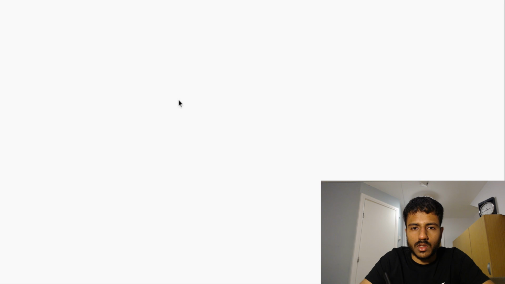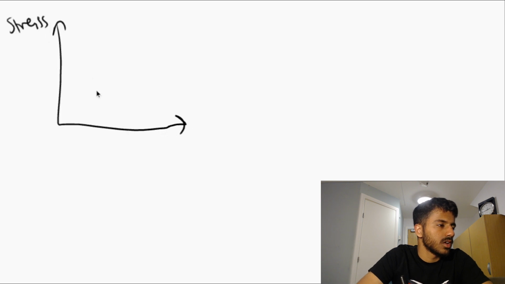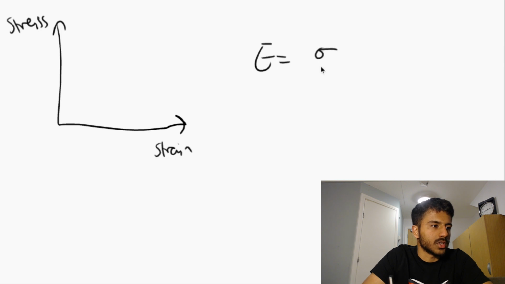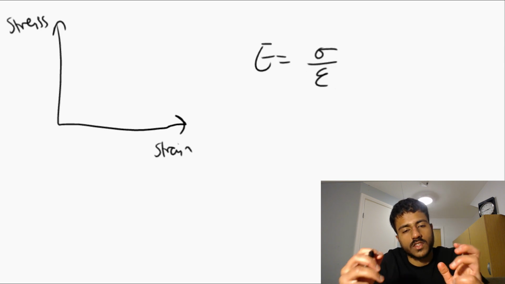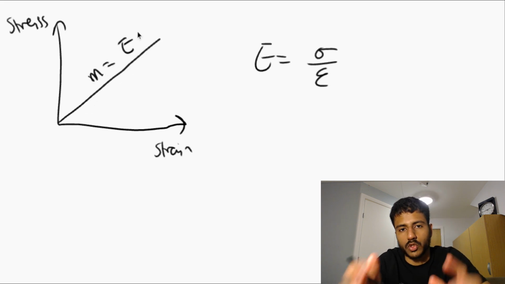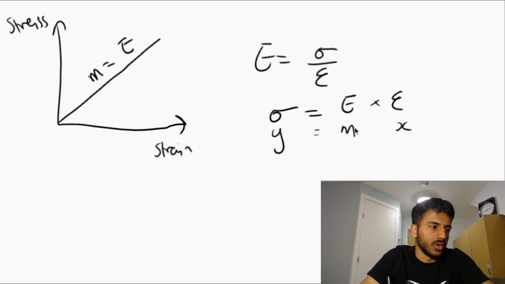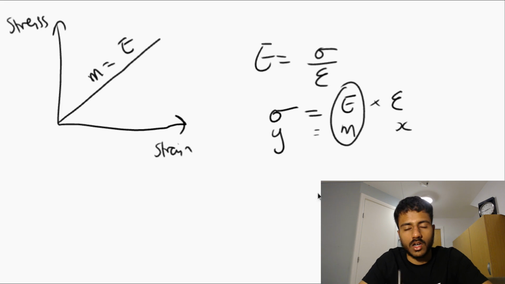So now let's analyze some properties of a stress versus strain graph. Well, we know that the Young's modulus is equal to stress over strain. So if you plotted a graph of stress versus strain, you'd get a straight line through the origin, and your gradient here would be equal to your Young's modulus. That's because if you were to rearrange this, you'd get sigma is equal to E times epsilon. This is your Y value, this is your X value, so your gradient is Young's modulus.